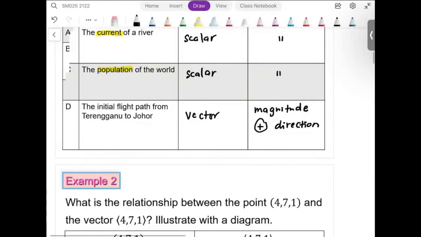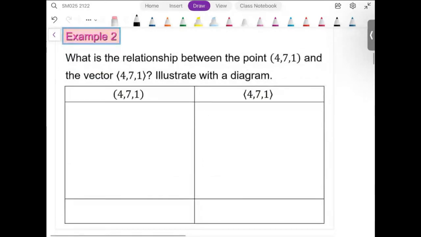Okay. Next example. So, what is the relationship between the point 471 and the vector 471? Illustrate with a diagram. Okay, nampak kat situ. Nombor yang sama but then they use a different notation. For point 471, that is just a coordinate.